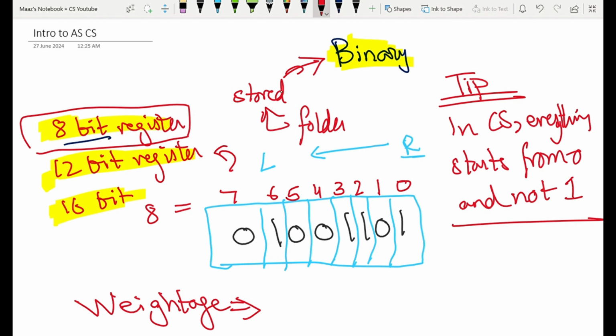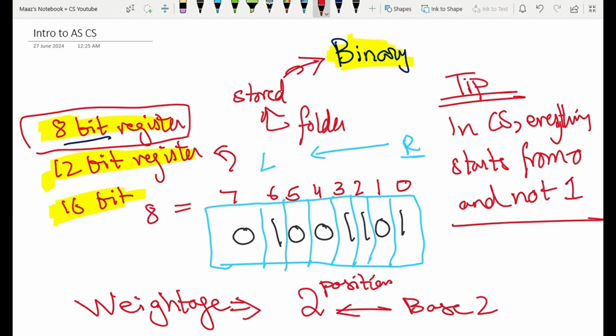The formula to that is 2 raised to the power of position. 2 comes from the fact that binary is base 2. If it was, let's say, base 10, then we would have used the formula 10 raised to the power of position. And so, using this, we are going to calculate the weightage of each position.